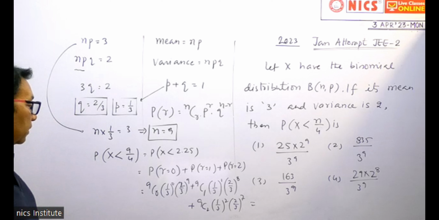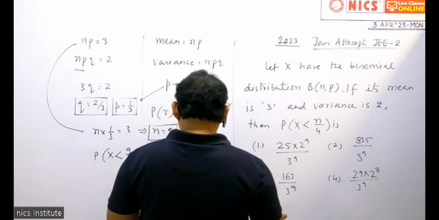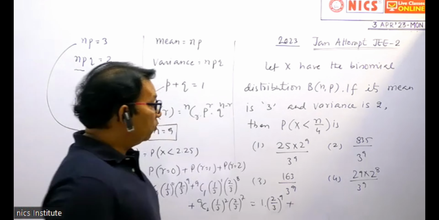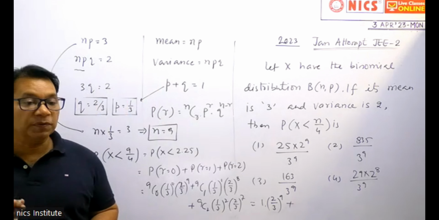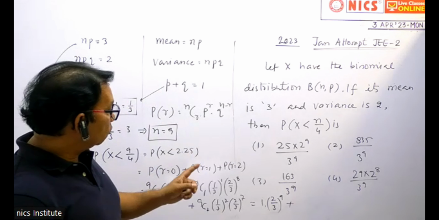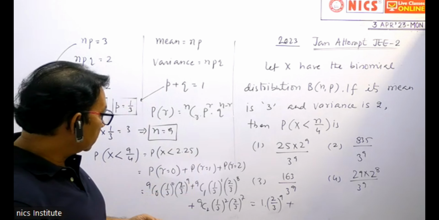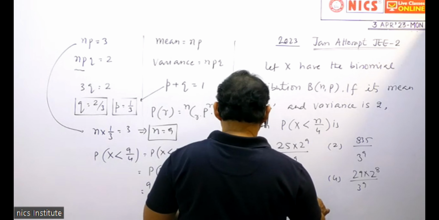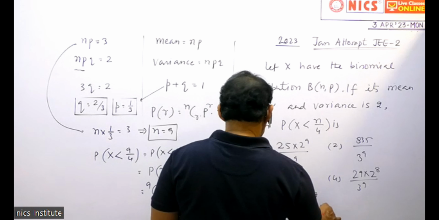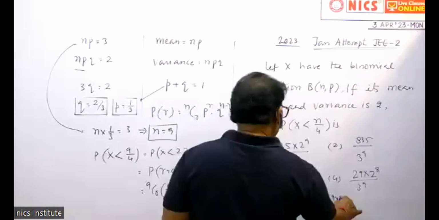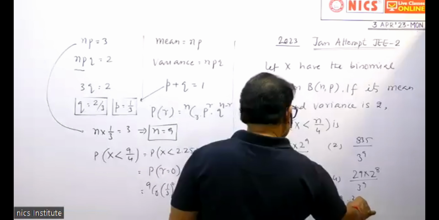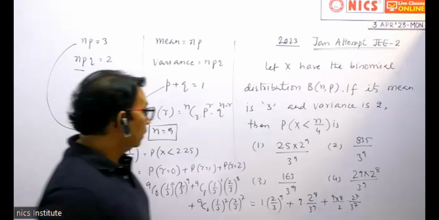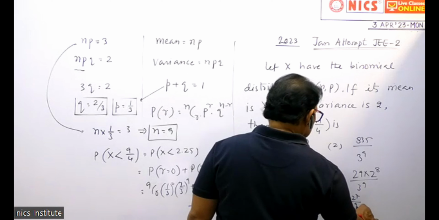Right, and Ahita, your answer is correct. 9C0 would be 1, this would be 2 by 3 to the power 9. Remember that whenever you answer an MCQ, always have a look at the options. Options are in terms of 2 raised to power 9, 3 raised to power 9, 2 raised to power 8 types. So you have to leave them as it is. 9C1 would be 9. This would be 2 raised to power 8, 3 raised to power 9. Then 9C2 would be 9 into 8 by 2 factorial. And this is 2 raised to power 7 divided by 3 raised to power 7, and 3 raised to power 2, which makes it 3 raised to power 9.